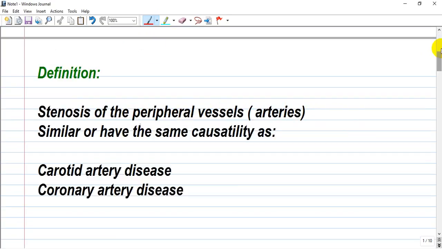So let's start. By definition, it represents stenosis of the peripheral vessels like arteries, and the disease is very similar to other diseases like carotid artery and coronary artery disease. On a carotid artery, we'll encounter symptoms like headache, claudication, syncope. On a coronary artery, it's a classic angina pectoris.